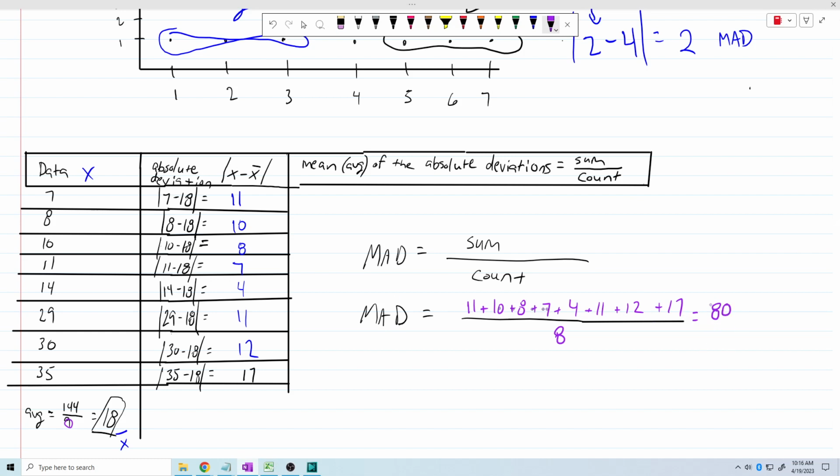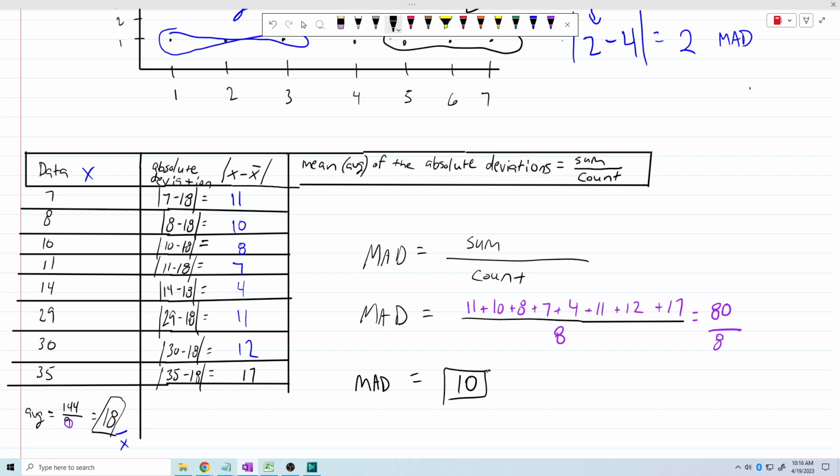Just, for all these right here, you still have this 8. You didn't do anything there, so you're saying 80 divided by 8. Well, right, this is just 10. It simplifies down to 10. So guys, your average absolute deviation of all of your data points is 10. Your mean absolute deviation is 10.